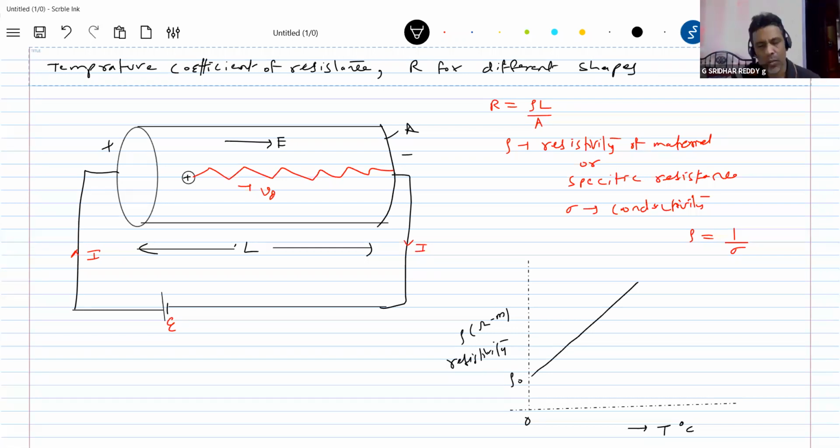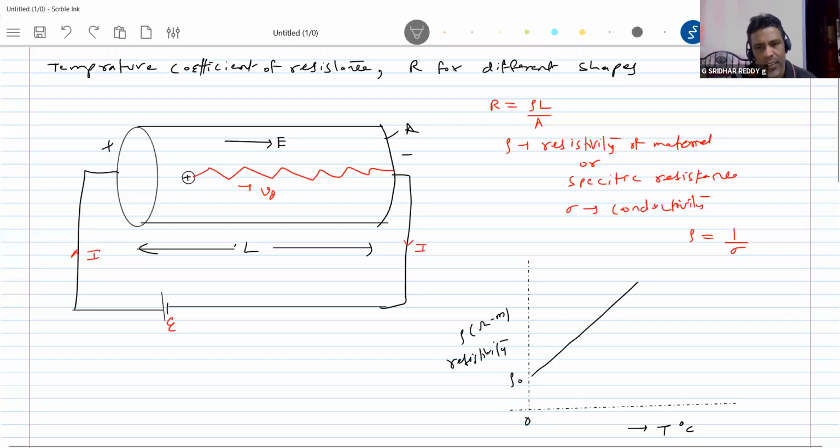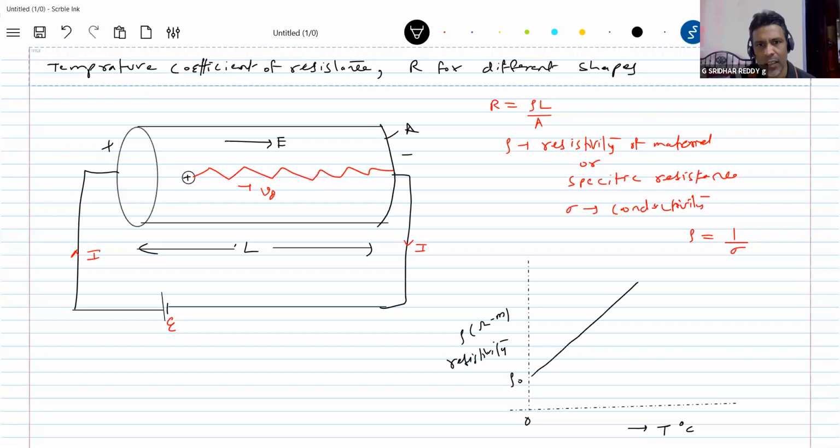For most of the metals, the variation of resistivity with temperature is so small that we assume it to be almost a straight line. Even if some books give a curve, it is justified. Nothing wrong. But it should not start from zero. Zero resistivity of a material is not possible. At 0 degrees, it will have some resistivity, starting with rho naught. So this is the variation of resistivity.